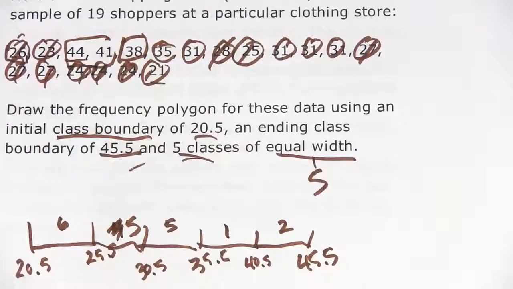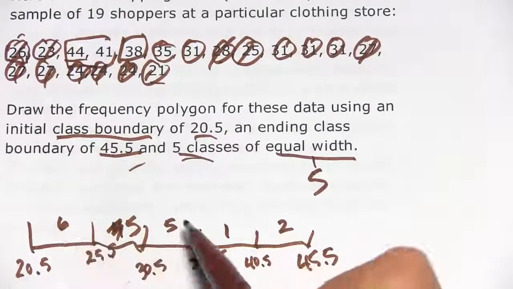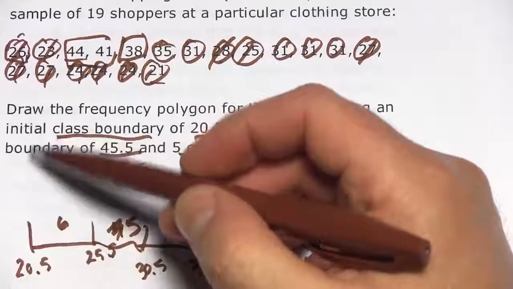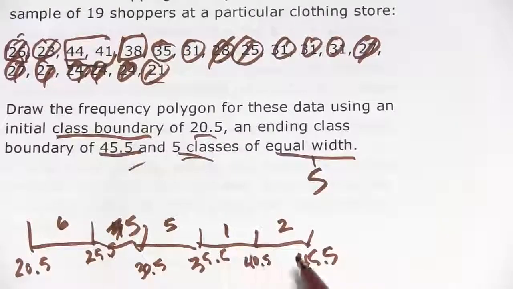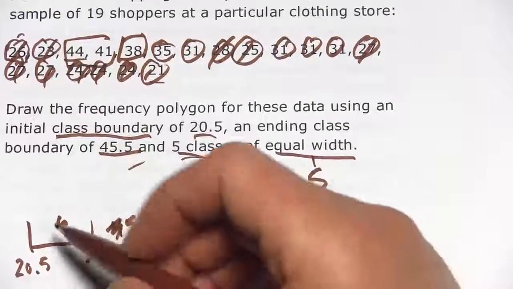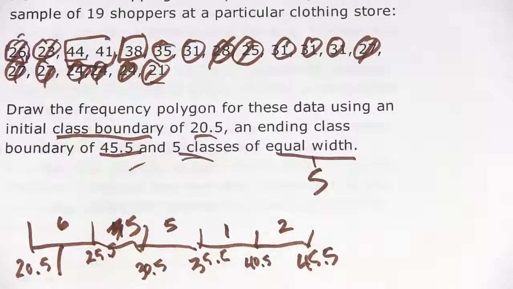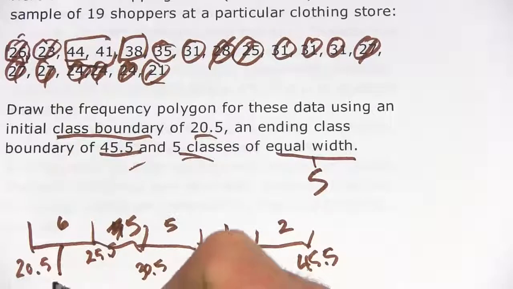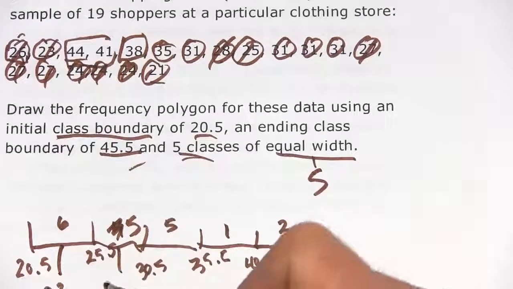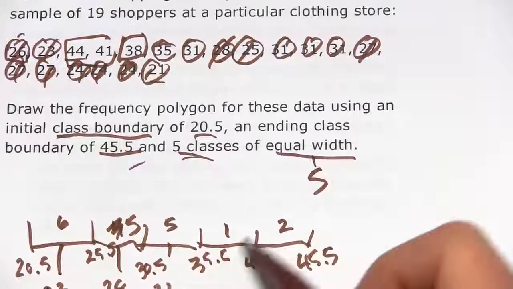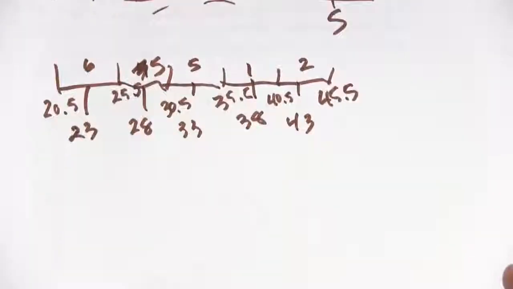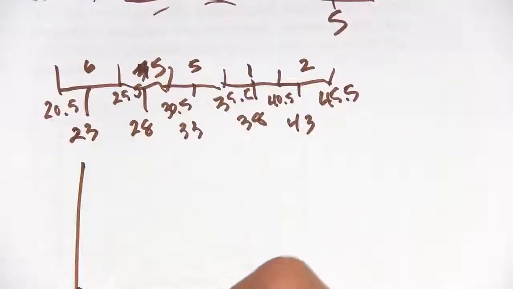This is the data that I need to make my frequency polygon. And what we're going to do is graph the frequency of these data points in each class on the vertical axis. On the horizontal axis, we're going to graph the midpoint of these classes. So what we need to do is find the midpoint of each of these classes. And the midpoint between 20.5 and 25.5, I'd add 2.5 to 20.5. I get 23. Midpoint here is 28, 33, 38, and 43. So with all of that, we can go ahead and make our graph.